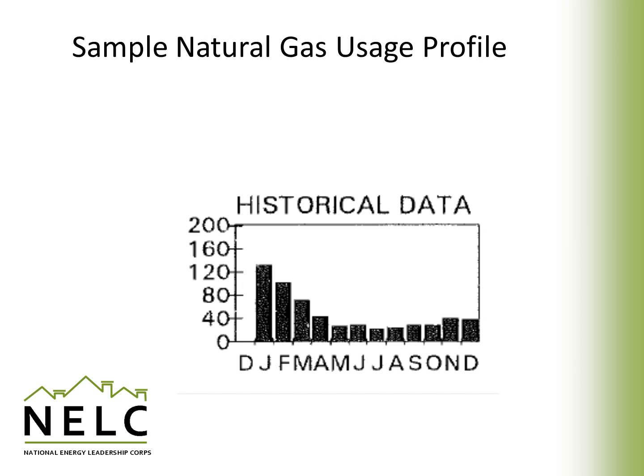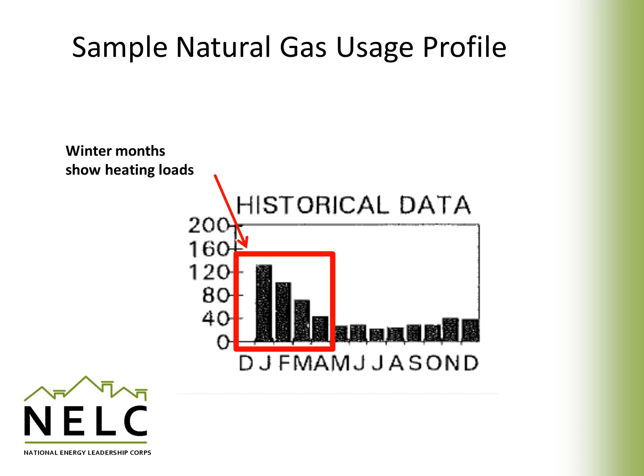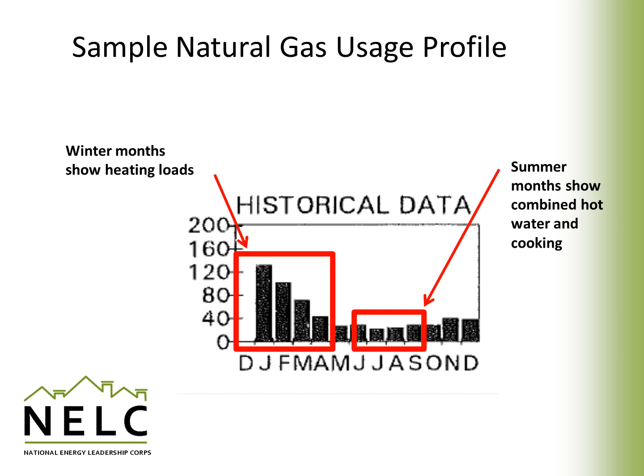Here's an example of a gas bill. In this case, you can learn from the homeowner that they have a natural gas-powered hot water heater, stove, and a central heating unit. The heating loads show up as spikes in the winter months, which is pretty intuitive. Combined use for hot water and cooking are indicated in the summer months when the furnace is not in use.